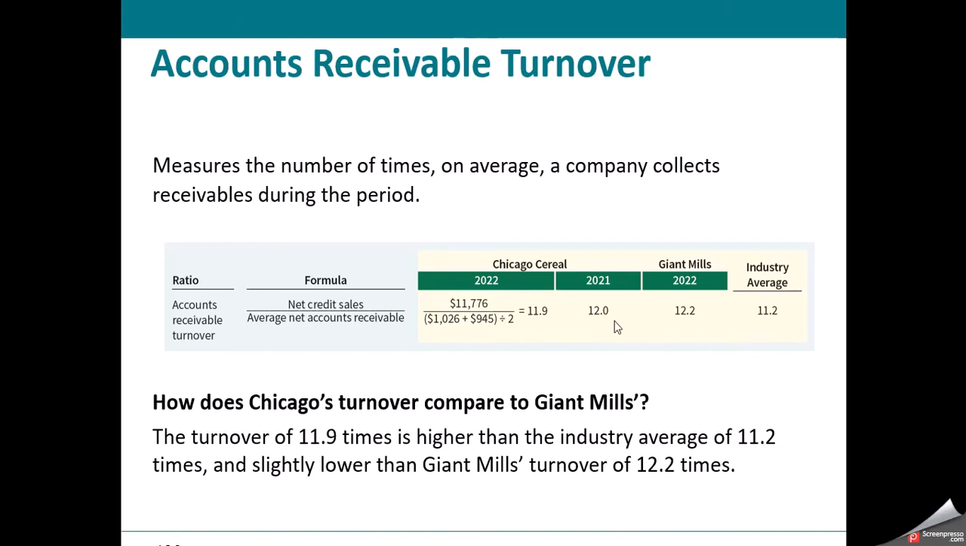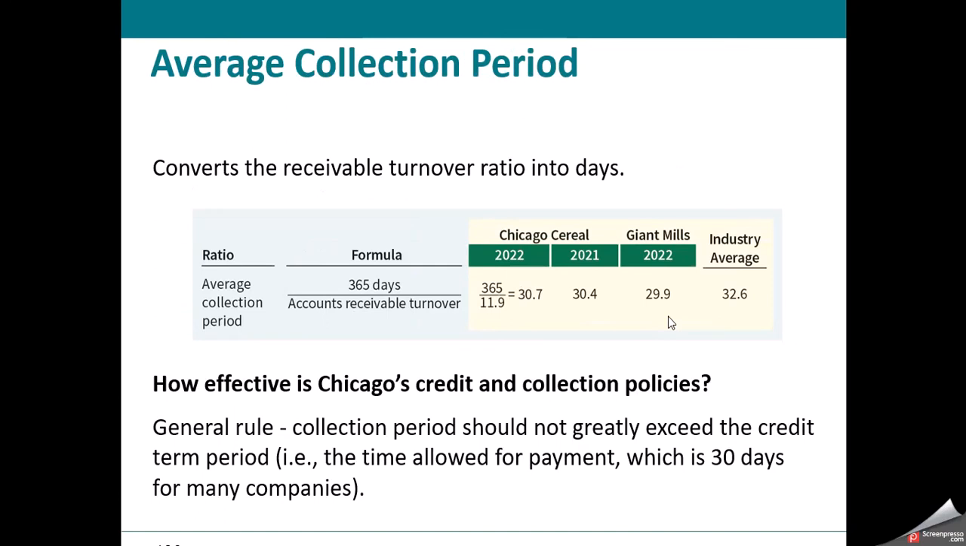So again, if there's anything that jumps out, like I feel like this company's better than the industry average, but they're not quite as good as their competitor that they are benchmarking against. Then come into the average collection period. Again, plug in your formula, figure it out. Again, they're very close to their competitor. They're a little better than their industry average.